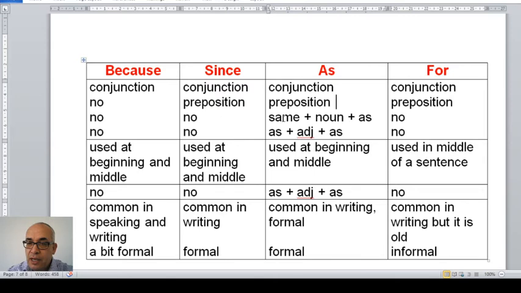And here we have no, as you can see, no. So I can put same, noun, as, and I can put as, adjective, as. So only as can be used in these structures, in these verb patterns, if you want. But I cannot say for noun as, for adjective as. No, I cannot say since noun as, or since adjective as. I can only use as in these sentences, and I explained this before.